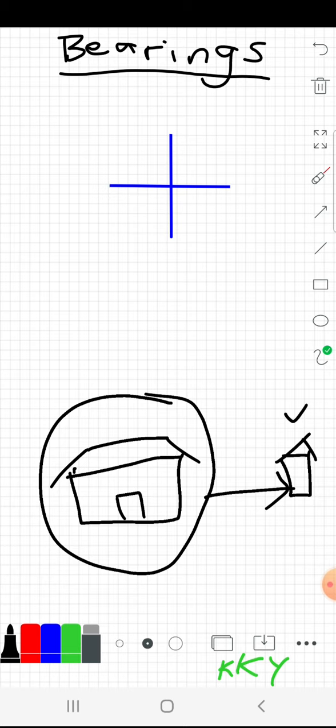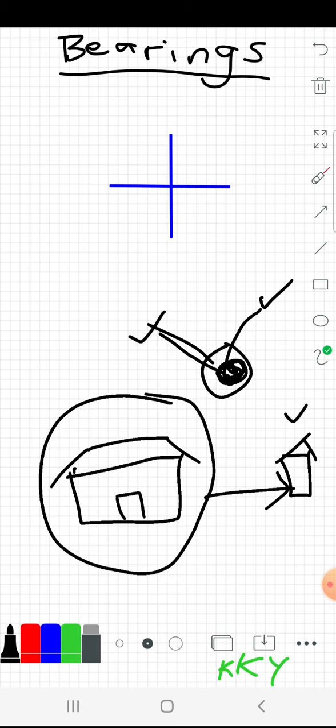All we do in bearings is to describe the location of one point using one or more other points. So I am describing the location of this point using one point or more than one point. That's what bearing is all about. So you're going to find the topic very interesting.